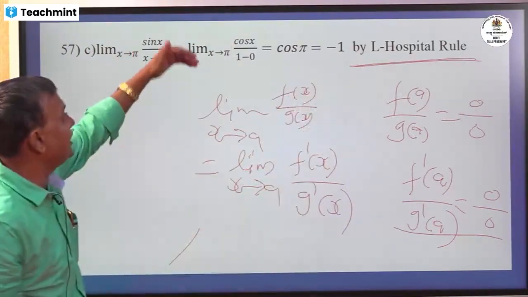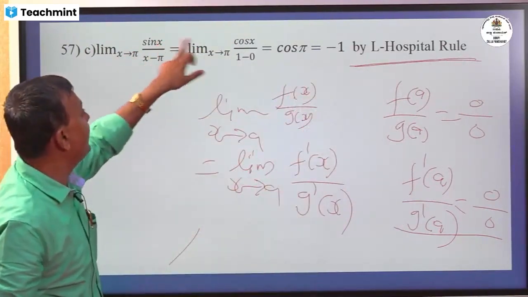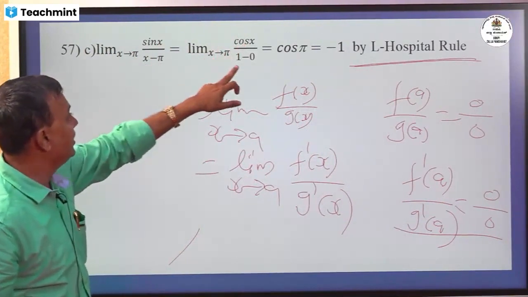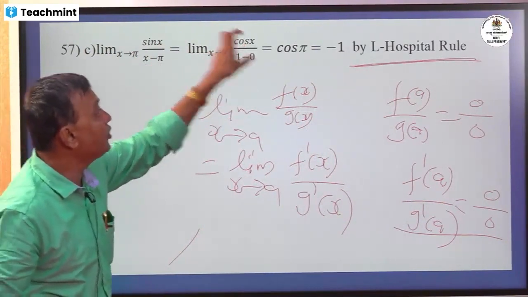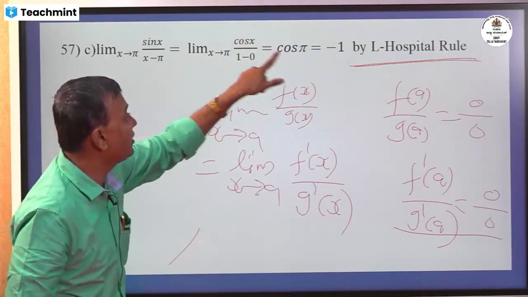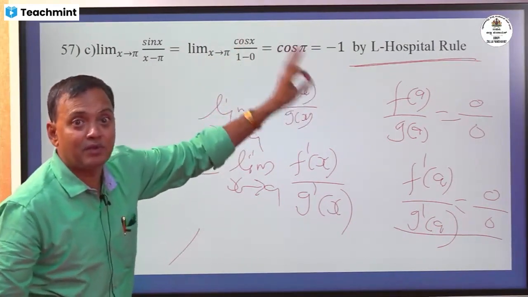So differentiate numerator and denominator separately. The numerator derivative is cos x, and the denominator derivative is 1, x tends to pi. Then put the value. In the numerator, cos n pi is plus or minus 1.